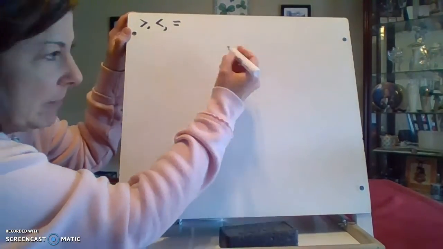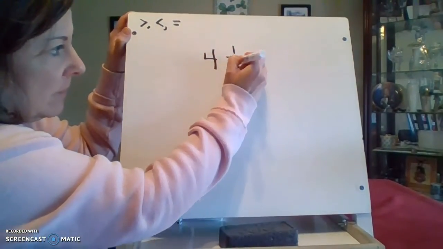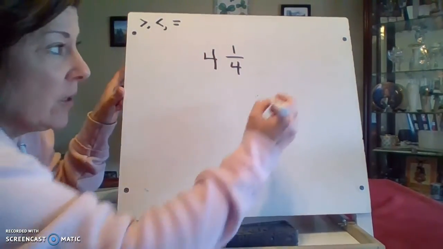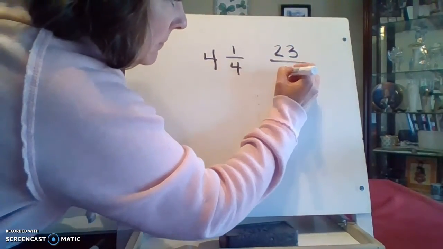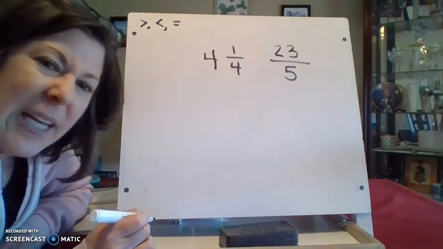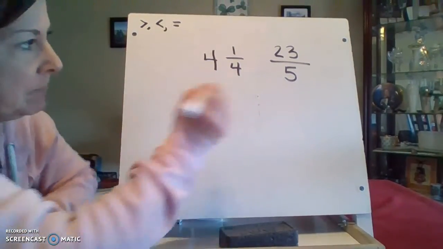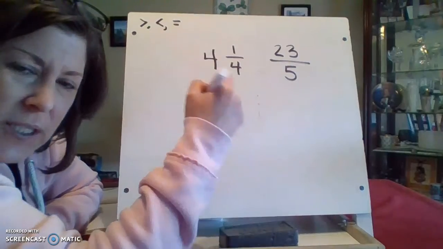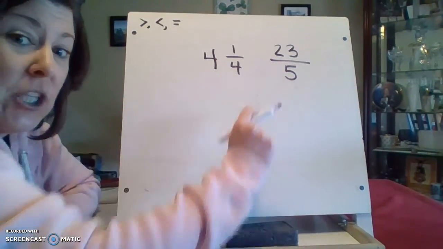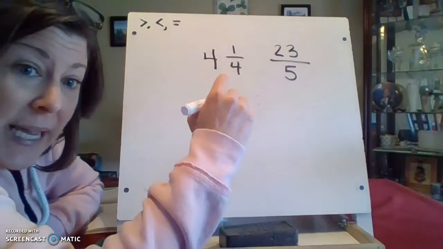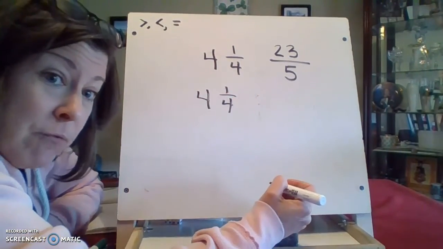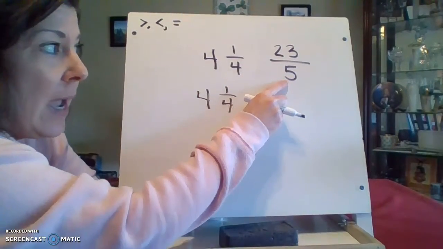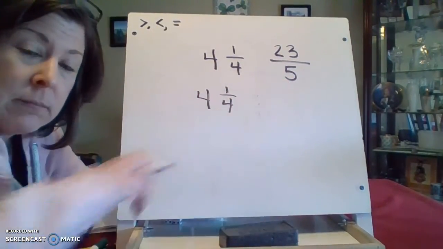We're going to try one more example. This time I'm going to mix it up a little bit. I'm going to give you 4 1/4. I'm going to give you 23/5. So first thing I'm going to do is I'm going to change that 23/5 into a mixed number. So I'm going to keep my 4 1/4. How many 5/5 can I get from 23?